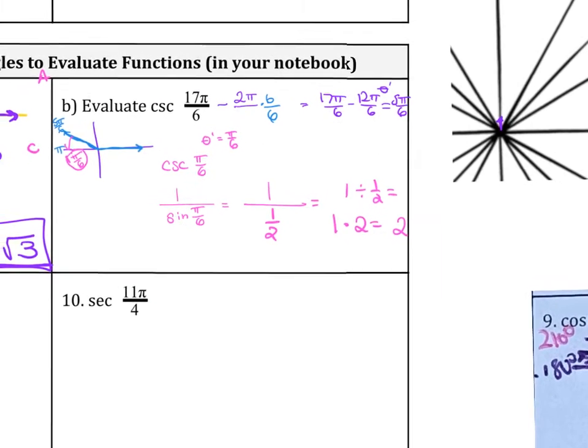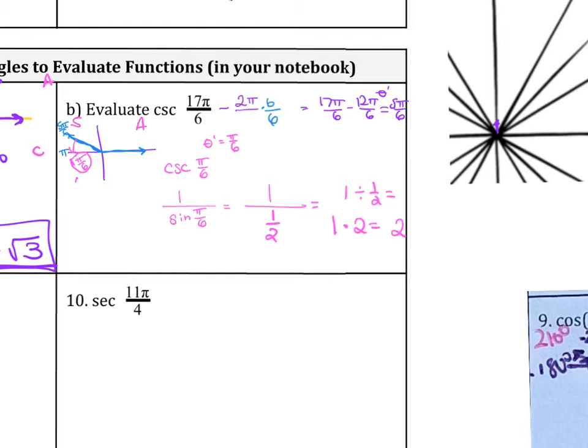Now we look at what sign it is though. A, S, T, C. It's in the second quadrant, so our sine values, our y values, are positive. So therefore this answer is positive.